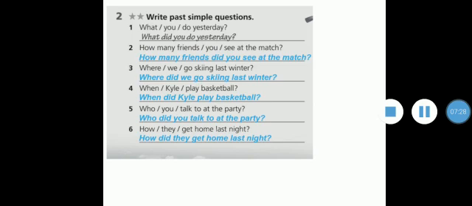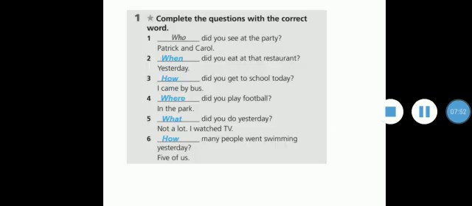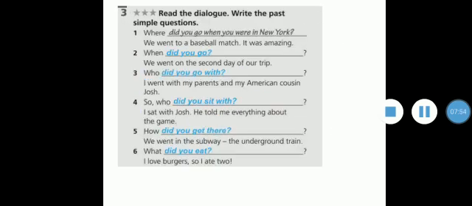Exercise number 3, read the dialogue, write the past simple questions. So here we have answers. We're going to form questions using these answers. For example, number 1, we went to a baseball match. It was amazing. So we're going to ask, where did you go when you were in New York? Number 2, when did you go? We went on the second day of our trip.